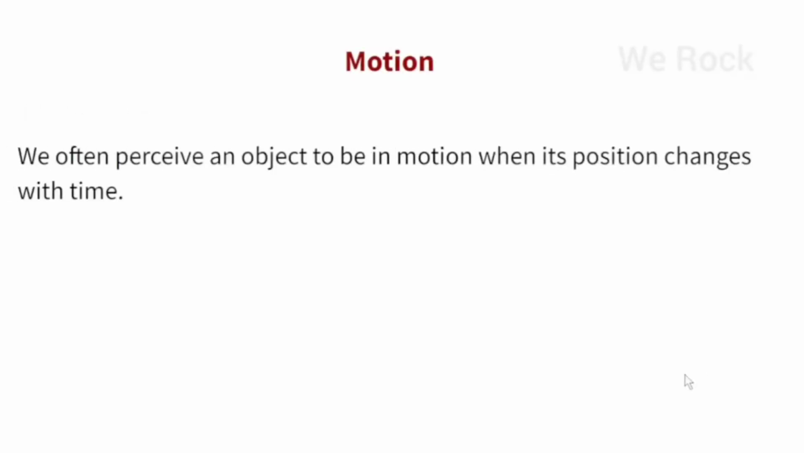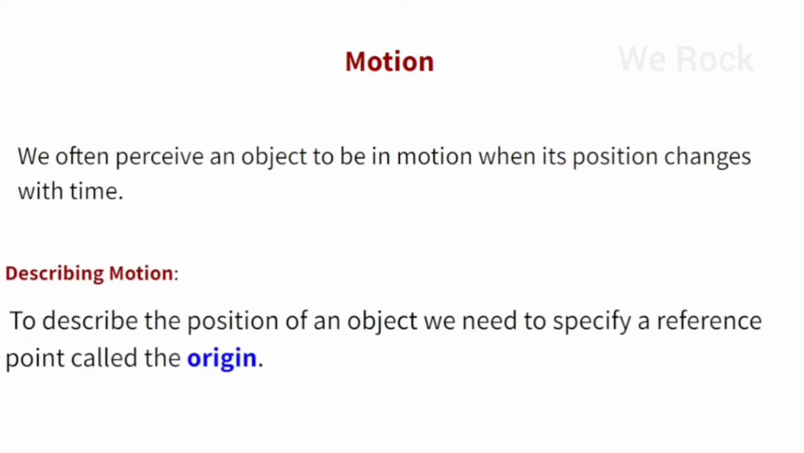Hope you like my previous video, Matter in Our Surroundings. In this video, I'll share some important points from the chapter Motion. We often perceive an object to be in motion when its position changes with time. Describing motion. To describe the position of an object, we need to specify a reference point called the origin.